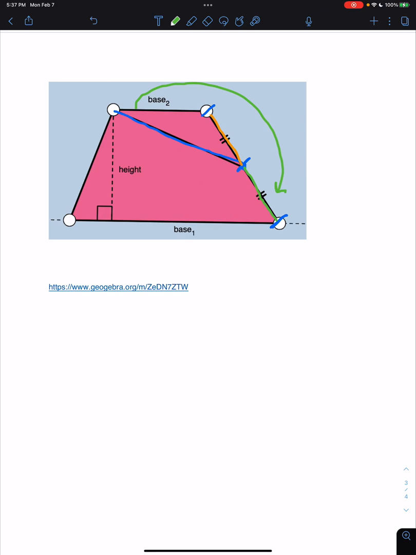So basically what our formula is going to be is the base 1 plus base 2 divided by 2 times height. I have to put them in parentheses, times height. Okay, so it's going to be similar to our triangle, except now instead of just one base, we have two bases. Let me show you again on GeoGebra.